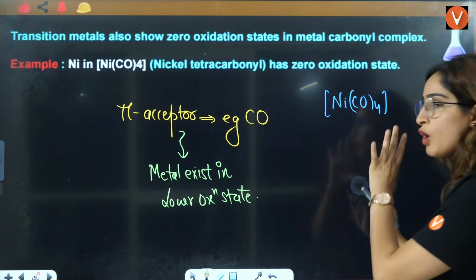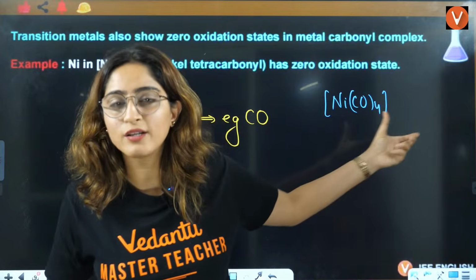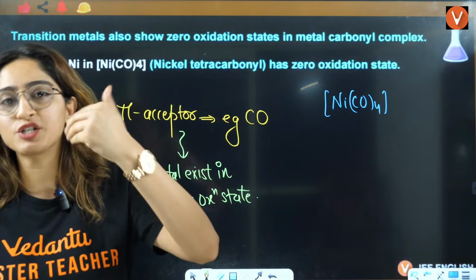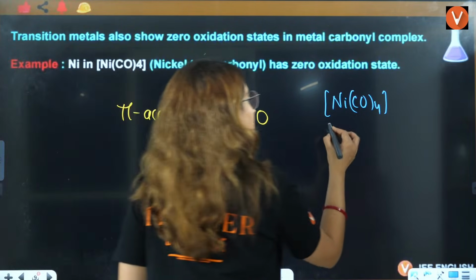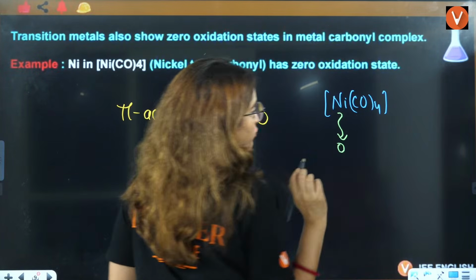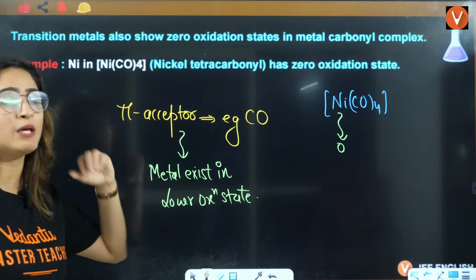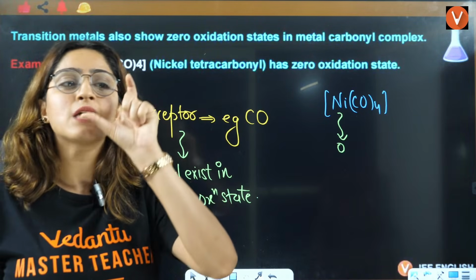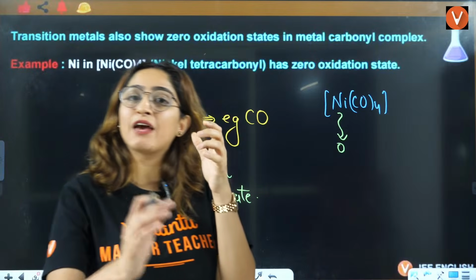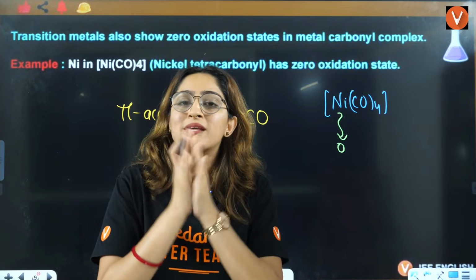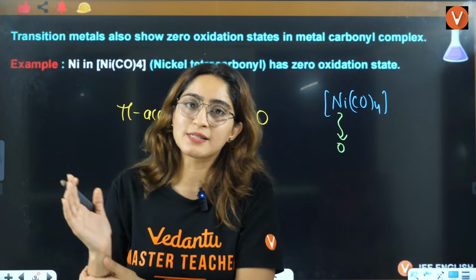I am not going to talk about how we calculated the oxidation number. That we will see in coordination chemistry. But just remember that here the oxidation state is going to be 0, right? Why is it 0? Because whenever you have any pi acceptor ligand, these transition metals behave in such a way that they want to exist in their lower oxidation state, right?